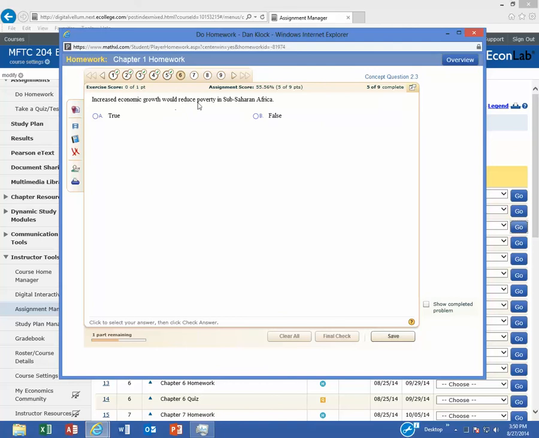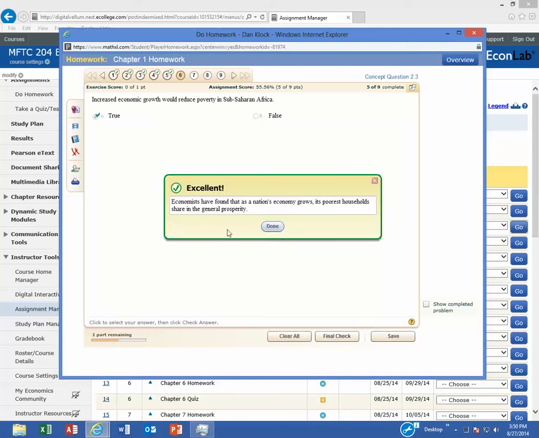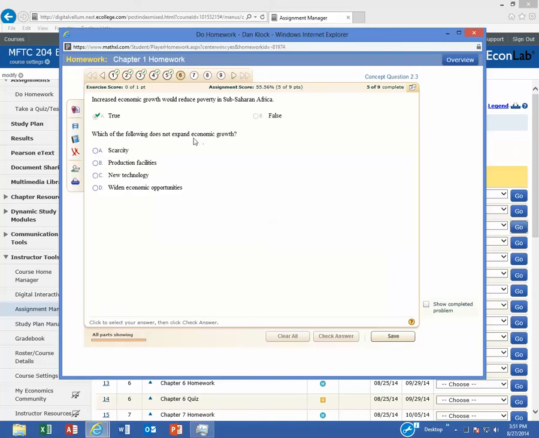Increase in economic growth would reduce poverty in sub-Saharan Africa. You know, sub-Saharan Africa, resource poor, a lot of those countries. And they actually have been having a lot of economic growth lately. And it has reduced poverty, has come down a lot. So final check that one because there's only one. Yeah. Excellent. Which of the following does not expand economic growth? Well, production facilities, if you have more places to produce things, that will do it. New technology always helps economic growth. Opportunities will help, so scarcity is not one of these things. Well done, yeah.